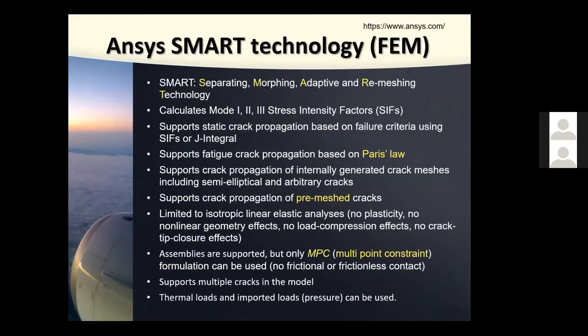Okay. Now, ANSYS SMART Technology. ANSYS is my favorite software for finite element analysis. The main problem with ANSYS was that they introduced fracture mode, or a mode for analysis of crack growth only 2 years ago. I think it was in 2018 or 2019, let's say the beginning of 2019, when ANSYS introduced this so-called SMART technology for simulation of crack growth in a structure. So this SMART is an acronym for separating, morphing, adaptive, and remeshing technology. And this technology allows the user to calculate modes 1, 2, and 3 of stress intensity factors.